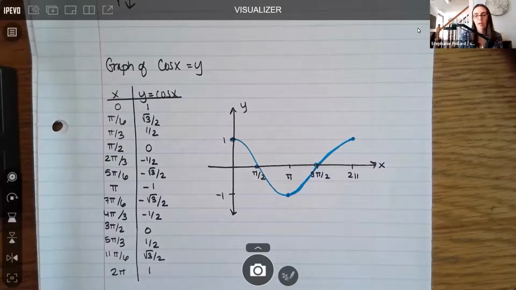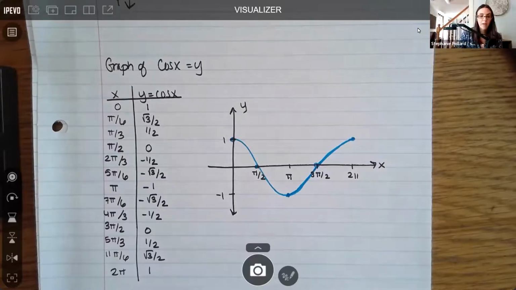Now let's look at what happens with the cosine function. You may actually notice that the cosine function looks almost exactly the same as the sine function, except it's just shifted horizontally. So you're going to see the same wave pattern. But you'll notice that at 0, we start up at the max rather than starting at 0 on the y-axis.